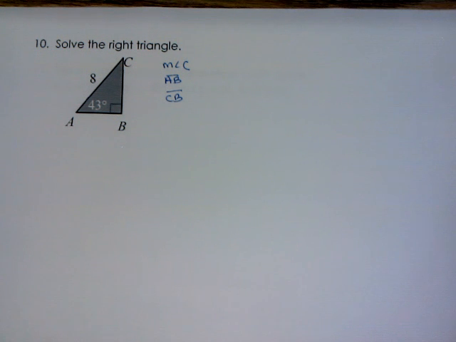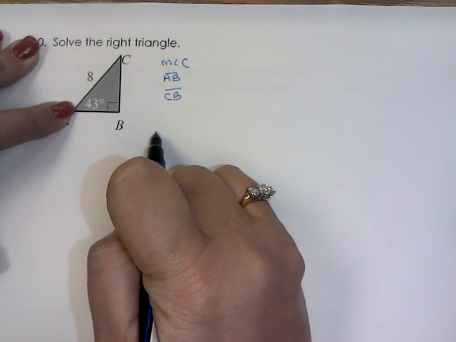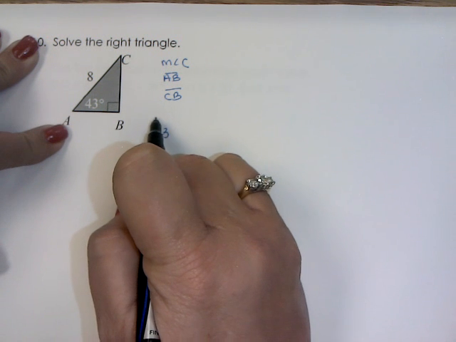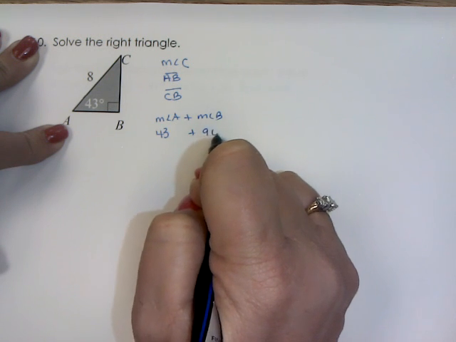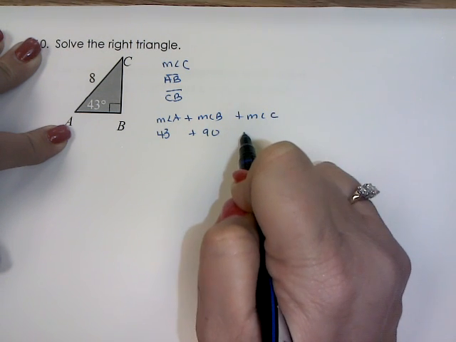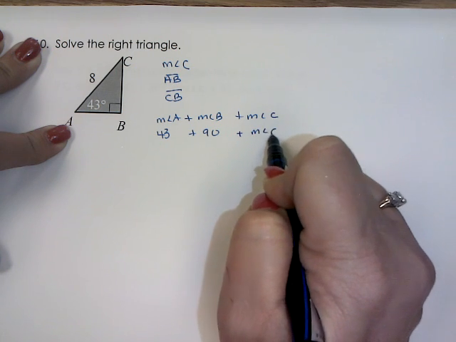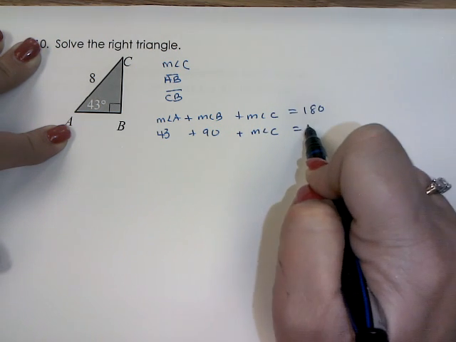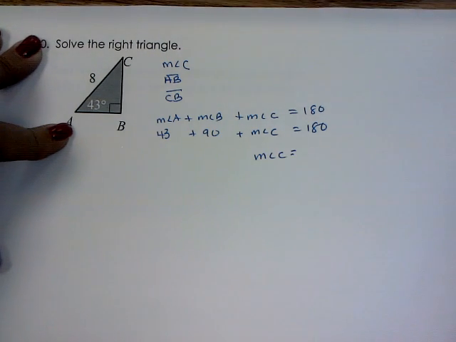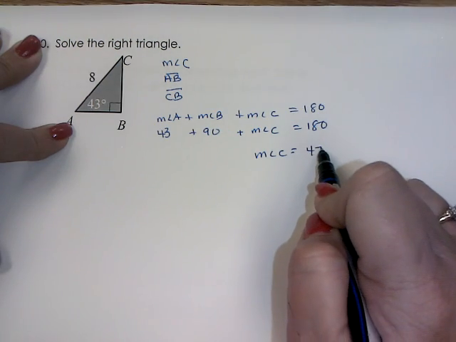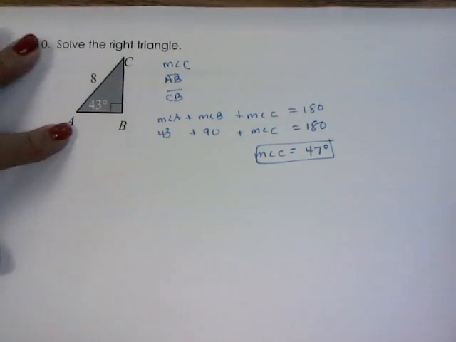So first, how do I find the measure of angle C? Well, we know any triangle, the three angles together equal 180 degrees. So we know that the 43 degrees, or the measure of angle A, plus the measure of angle B, which is 90 degrees, plus the measure of angle C, which is, we don't know, equals 180 degrees. So the measure of angle C is just 180 minus 43 minus 90, which is 47 degrees. So I have the measure of angle C.